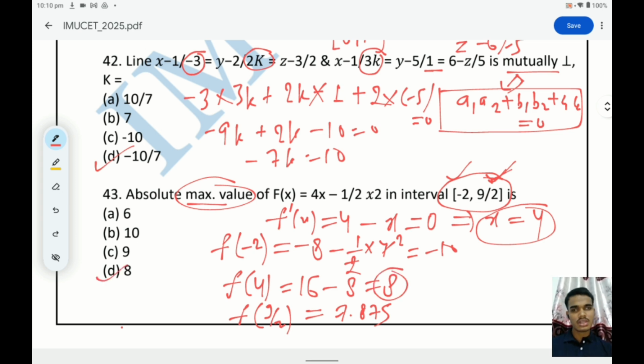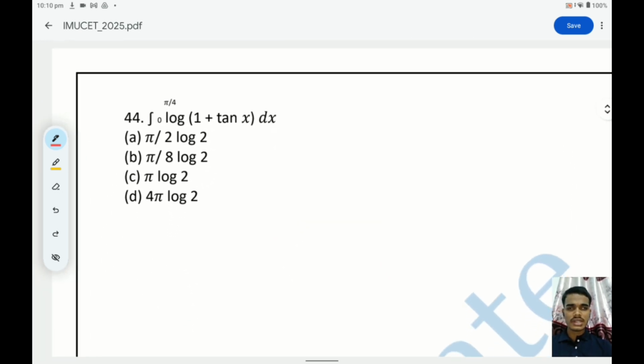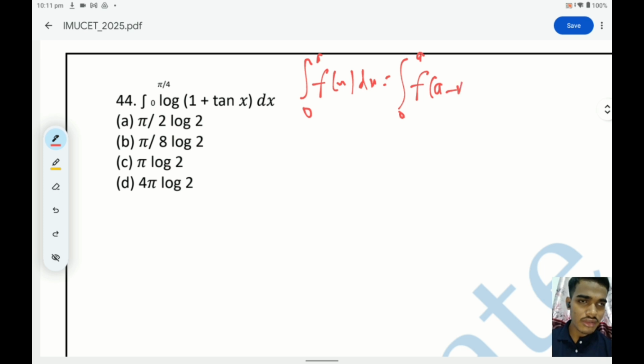Simple. Let's go for the next question, question number 44, and it is just a question of definite integral, and it can be solved by the properties of definite integral. Okay, and which property will be used here? Integral 0 to a f(x) dx is equal to integral 0 to a f of a minus x dx. Okay, using this property we can solve this question.